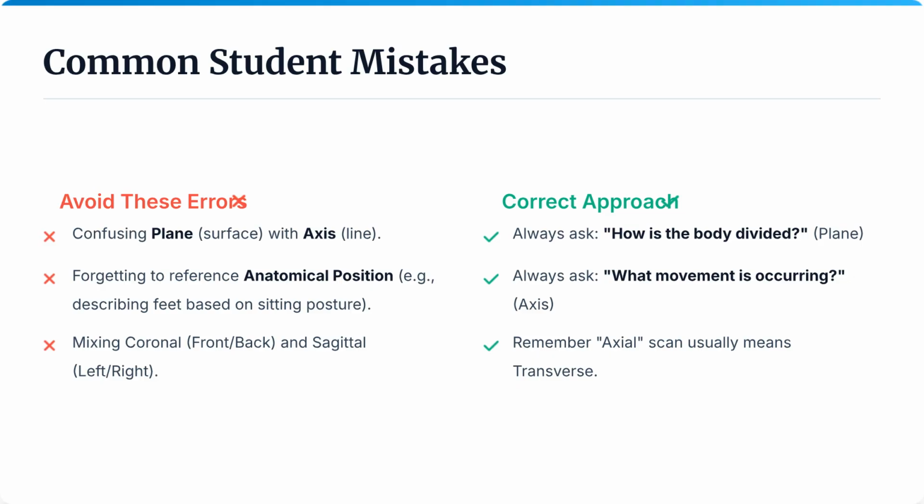Common mistakes include confusing plane with axis, forgetting to reference the anatomical position, and mixing coronal and sagittal divisions. Always ask, how is the body divided for the plane, and what movement is occurring for the axis?